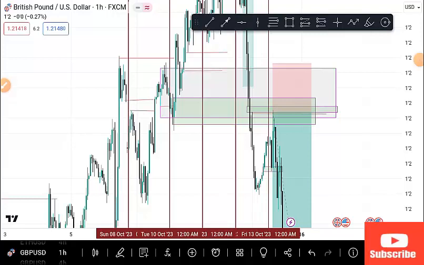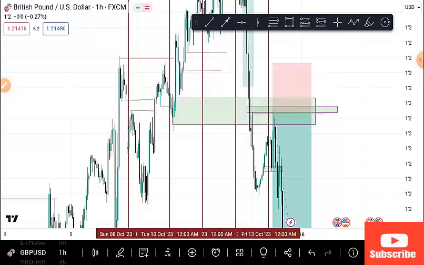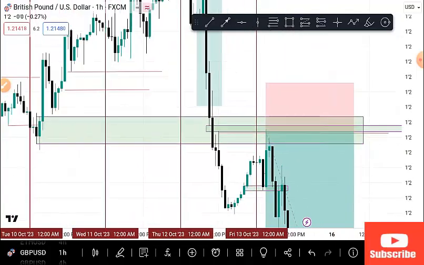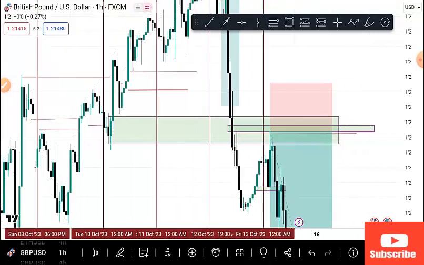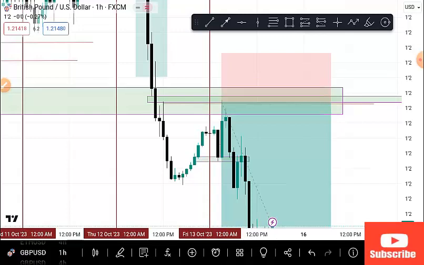So I just marked that. Let me take out the wider one because this is from the 4 hour time frame. So let's stick to the 1 hour. I extended the breaker block ahead of time, expecting price to get there and sell off on Friday. And it was a beautiful sell-off on Friday.